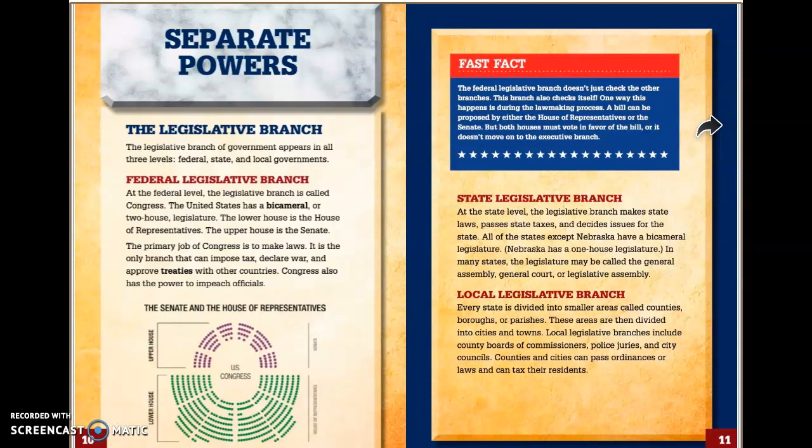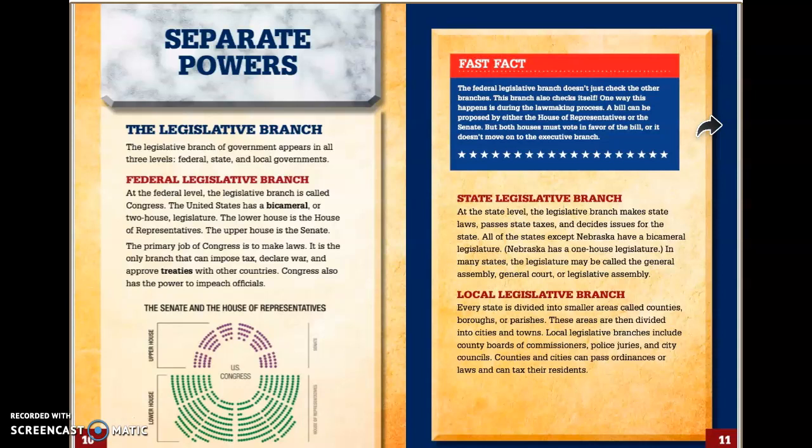State legislative branch. At the state level, the legislative branch makes state laws, passes state taxes, and decides issues for the state. All of the states except Nebraska have a bicameral legislature. Nebraska has a one-house legislature. In many states, the legislature may be called the General Assembly, General Court, or the Legislative Assembly.